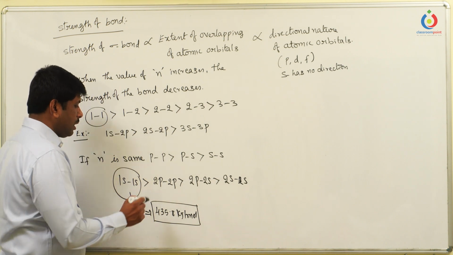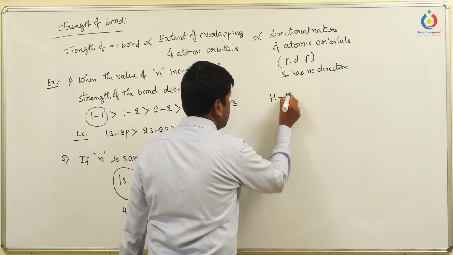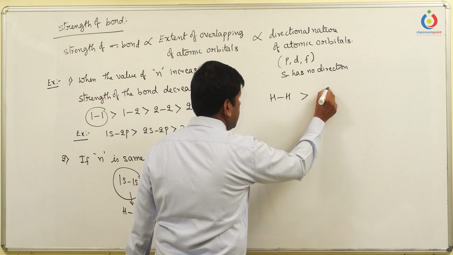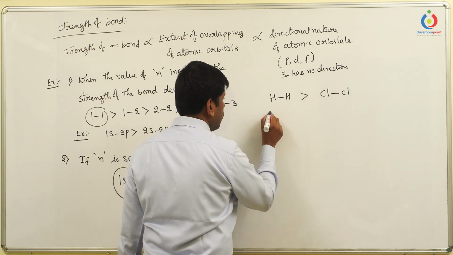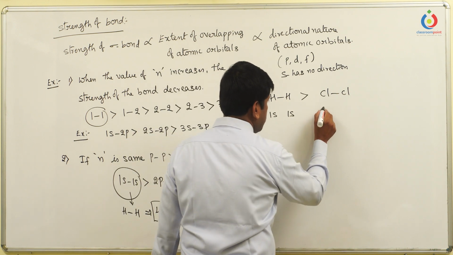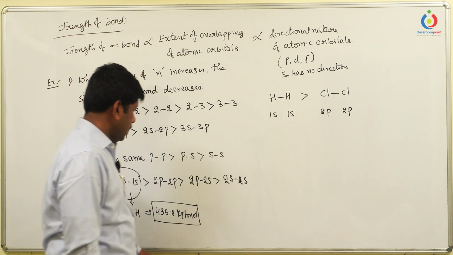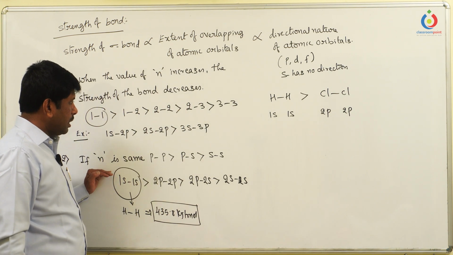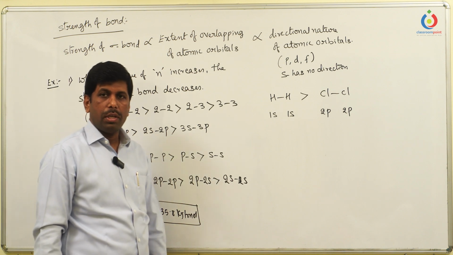For example, if you take the 2p, let us take an example here. Hydrogen sigma bond is stronger than the chlorine sigma bond. The reason here is that the hydrogen bond is formed by the overlapping of 1s orbitals, while here it is 2p orbitals. So in this way, when the extent of overlap increases, gradually the strength of the sigma bond also increases.